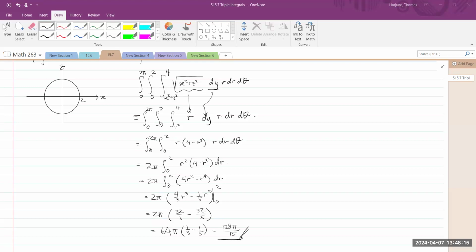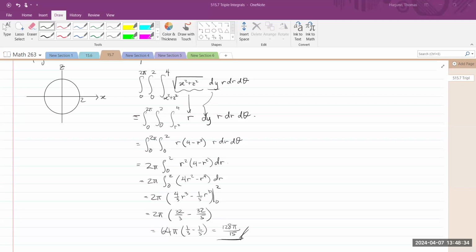So again, if you use the method they show us, I think it's way too hard to do. So instead of doing it that way, I change that into polar.